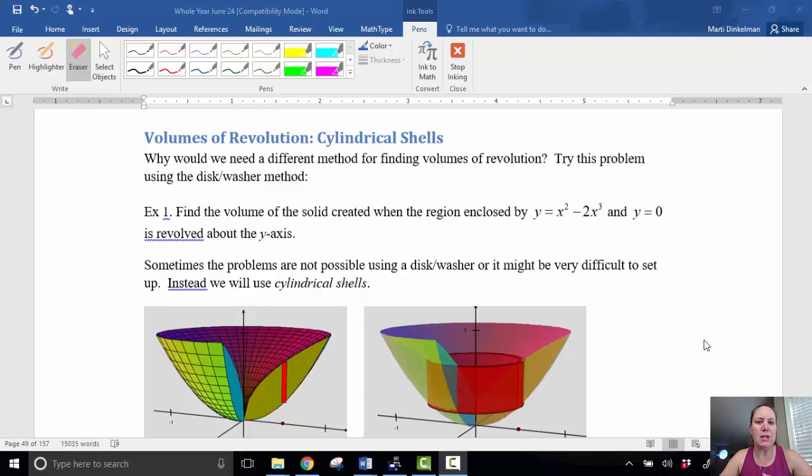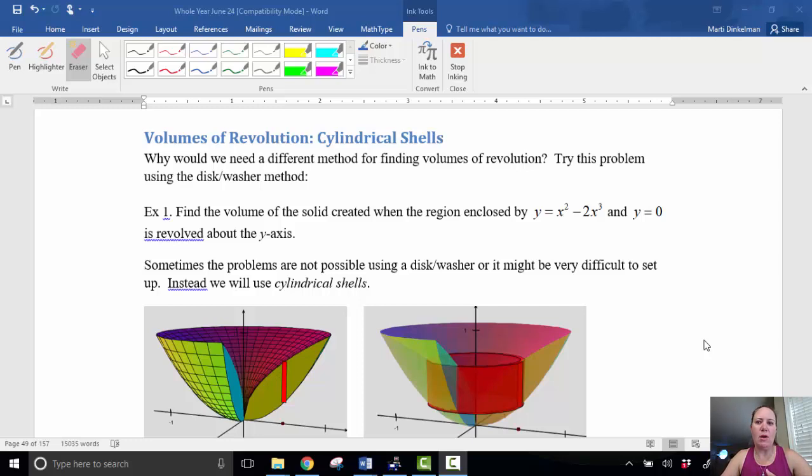In this section we're still doing volumes of revolution, but we're going to use a new technique that normally we don't learn in AB because it's not required. All the problems in AB you could do with a disc washer, and in BC there are some times when we run into problems where we can't use the disc washer, so we're going to have to choose this method. So that's why I put example 1 in here.